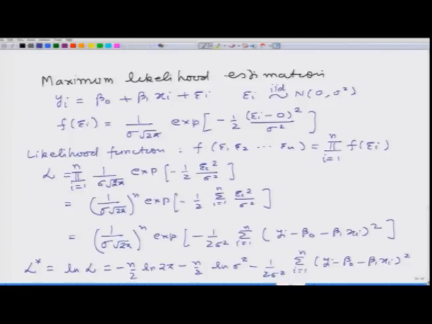So now you can see here that this L star, which is the log likelihood, is a function of the parameters beta 0, beta 1 and sigma square. Right. So now I try to obtain the values of beta 0, beta 1 and sigma square such that the log likelihood is maximum. So I use the principle of maxima and minima, for which I find the normal equations like this.